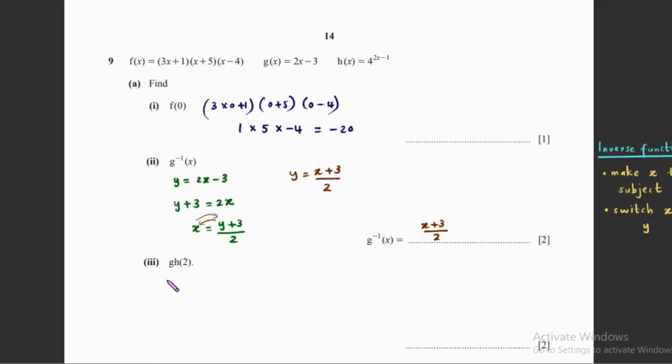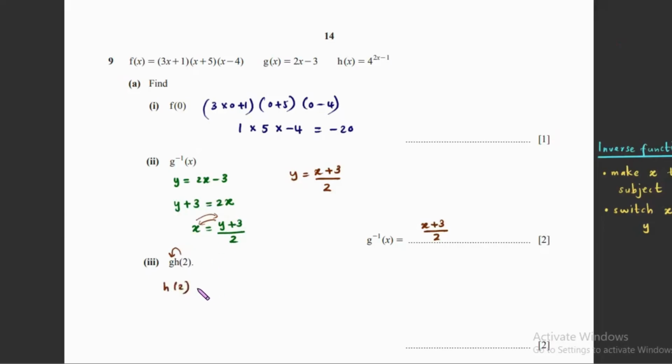The next question is to find what g of h of 2 is. That means in this case, first you need to find what h of 2 is. Once we find h of 2, that is going to be substituted for x in the g of x function. That means first we need to find what h of 2 is.